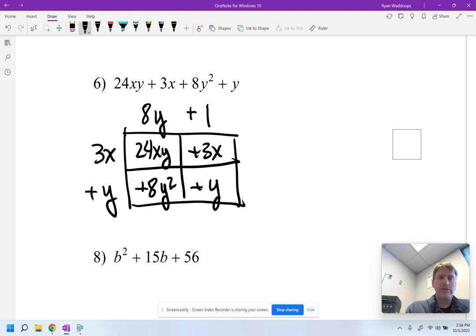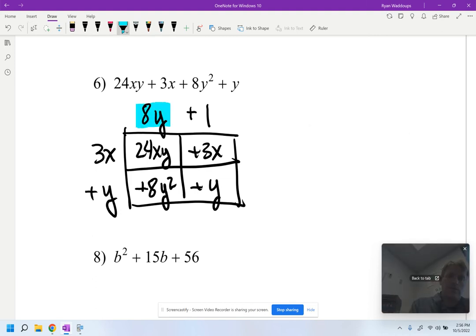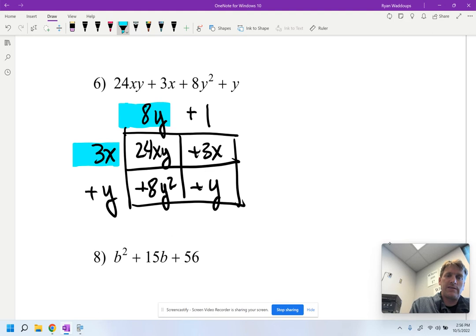And then I'm going to multiply just to check. 8y times 3x is 24xy. Yes. 3x times 1 is 3x. Also yes.